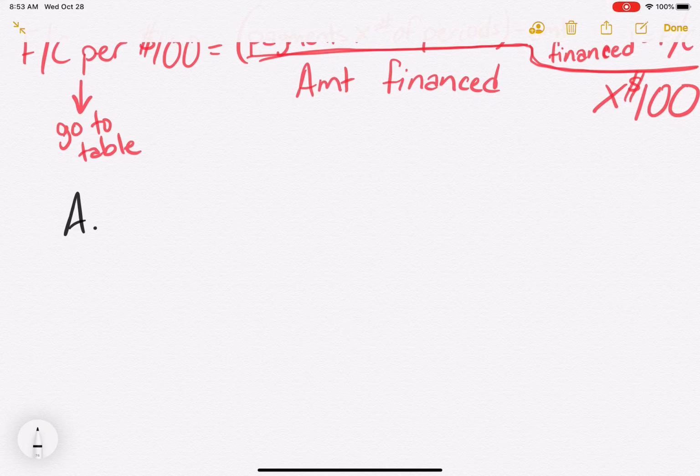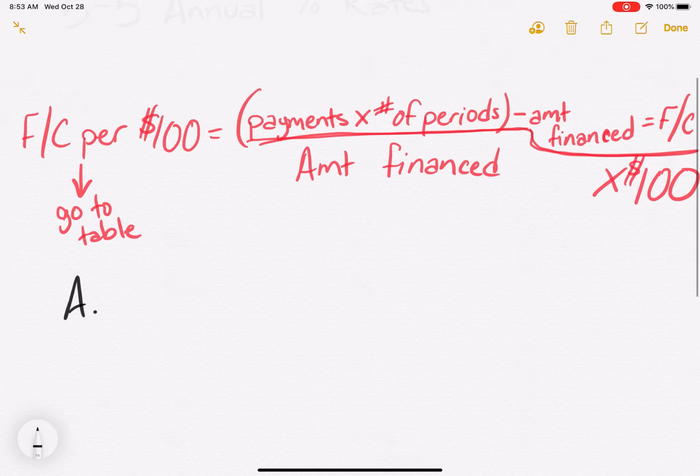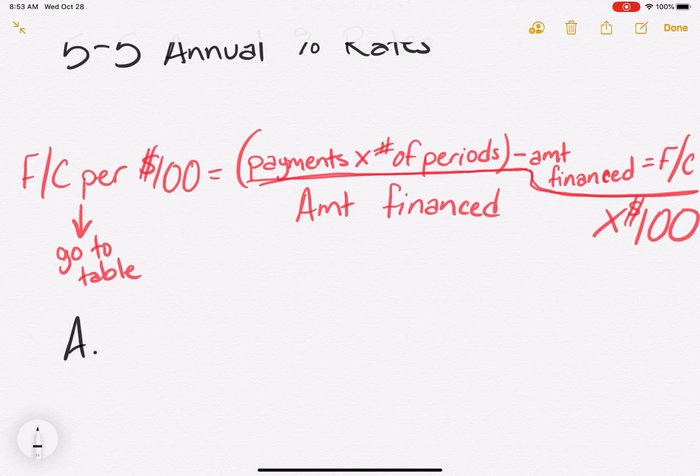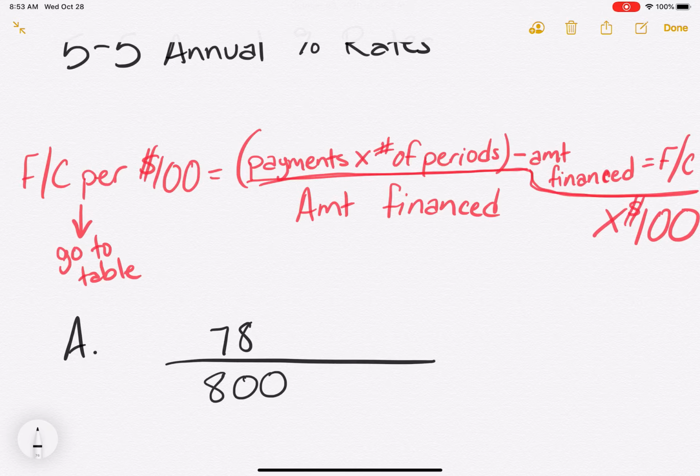Okay, A says, Melinda borrowed $800 on a loan. What is that $800? The amount financed. So $800 is our bottom number. It says that it had a finance charge of $78. So all we have to do is put the finance charge here. We don't have to calculate anything for that top number. Find the finance charge per $100, so we take this times 100.